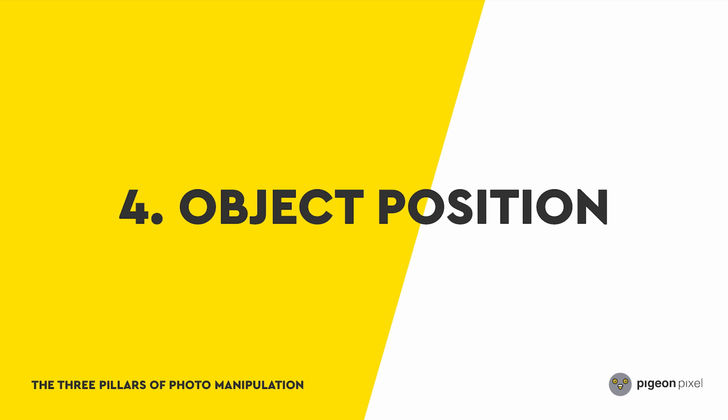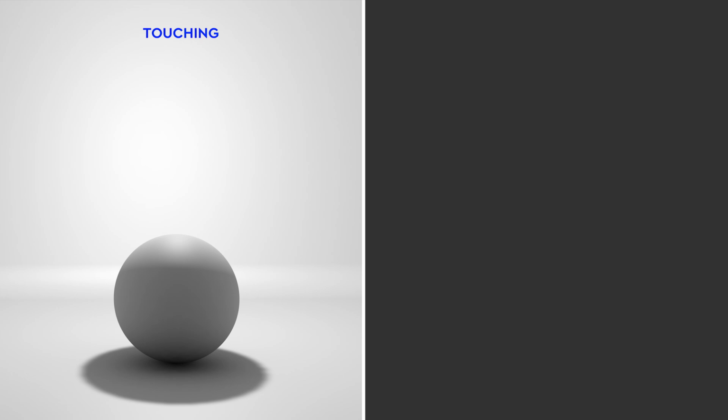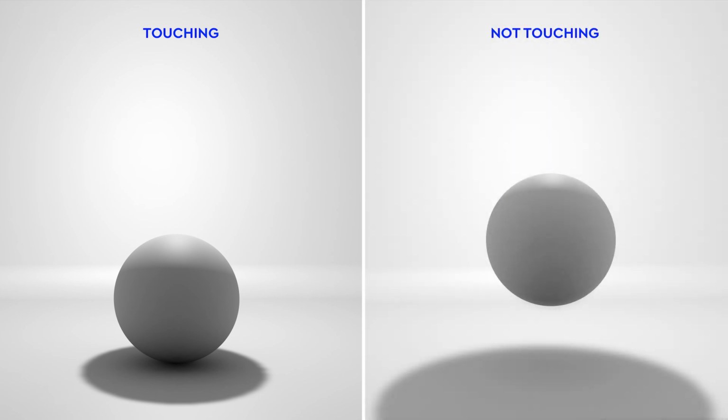4. Object position. Shadows can tell us a lot about what's going on in a scene. Let's look at this sphere that is sitting on the ground. We see it has quite a dark shadow, and it gets darker the closer to the object. Now, let's look at a floating sphere. The farther the sphere is from the ground, the lighter and softer the shadow becomes.